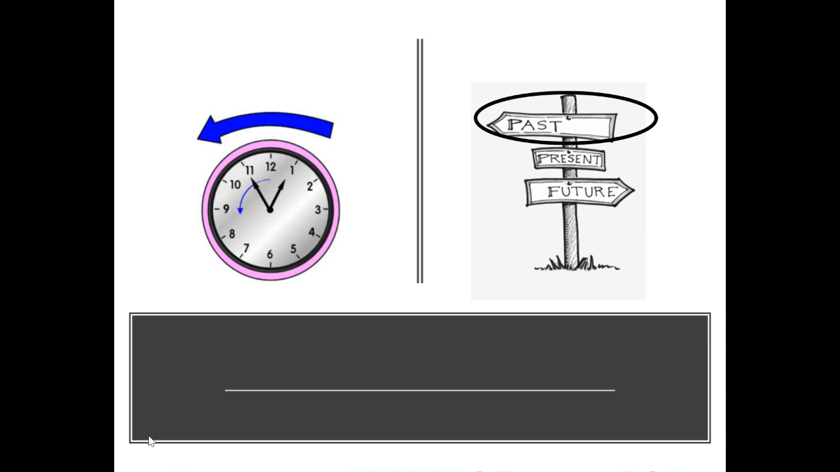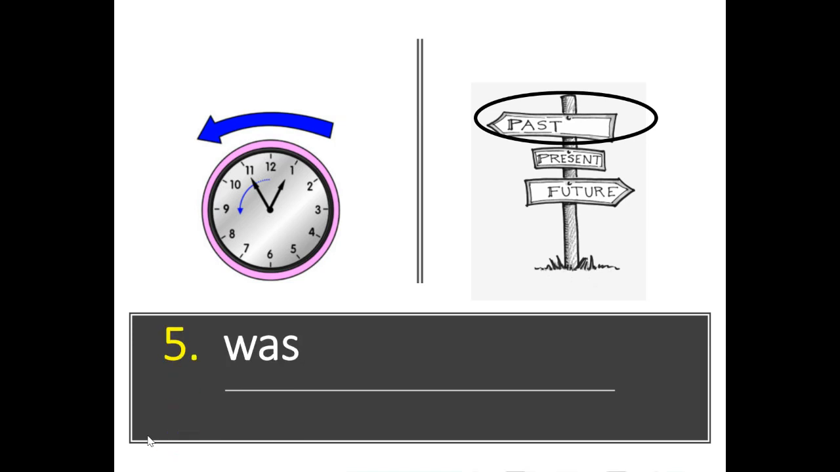Well, in the first picture, I noticed that they want the clock to turn backwards or back in time. In the second picture, it's circled the word past, and the other words are present and future. So how are these pictures the same or similar? They both show. Well, they both show was.